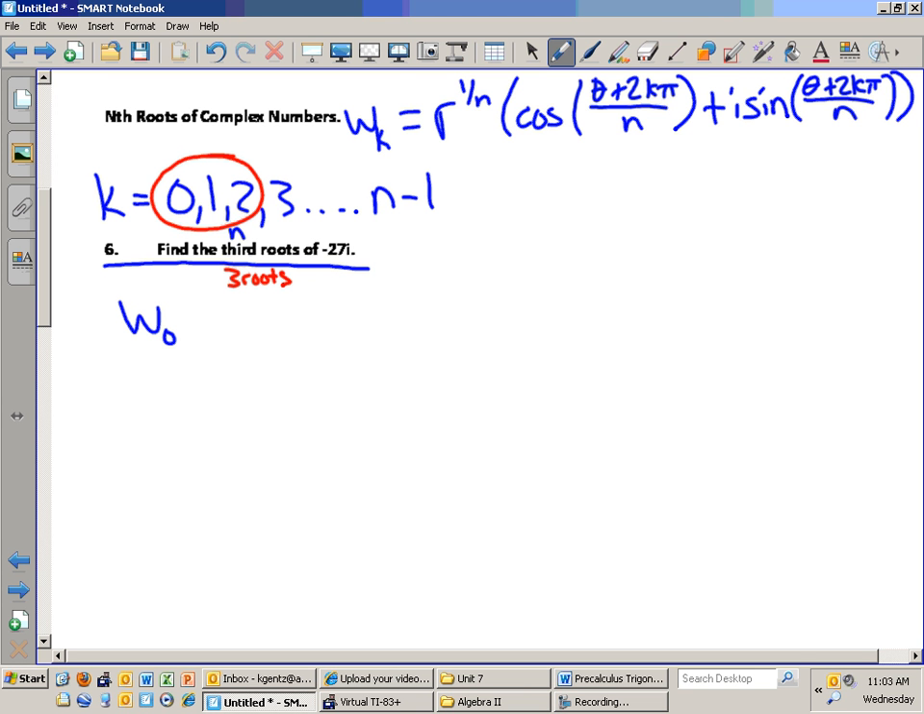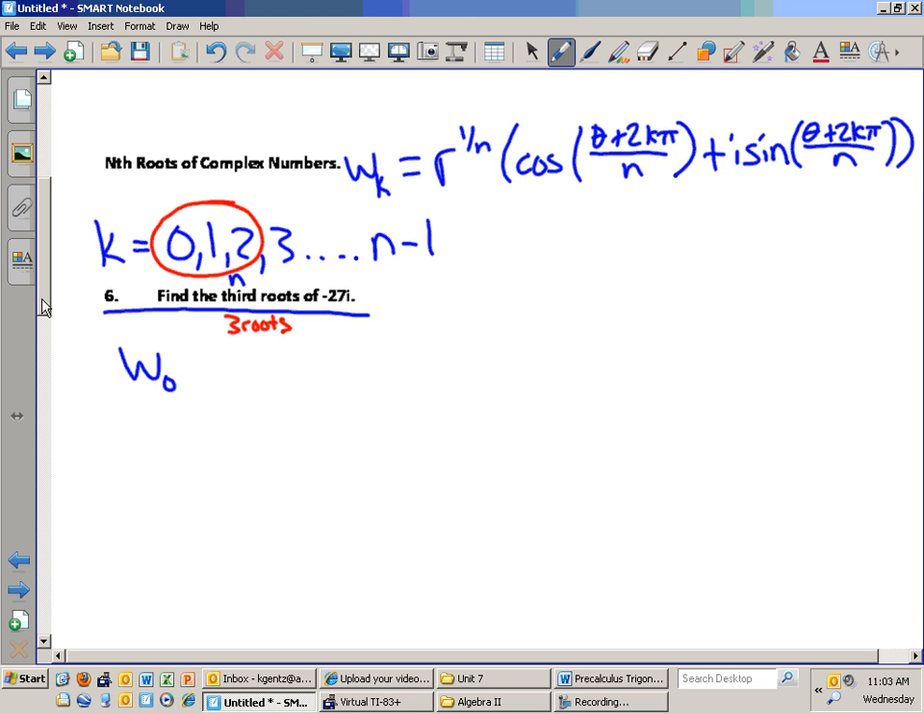We only have 2 sections that we're going to cover here, though. This section and then another one. Now, what we have to do is find w sub 0. And in order to find w sub 0, the first thing we need to do is take this number and convert it to trig form.